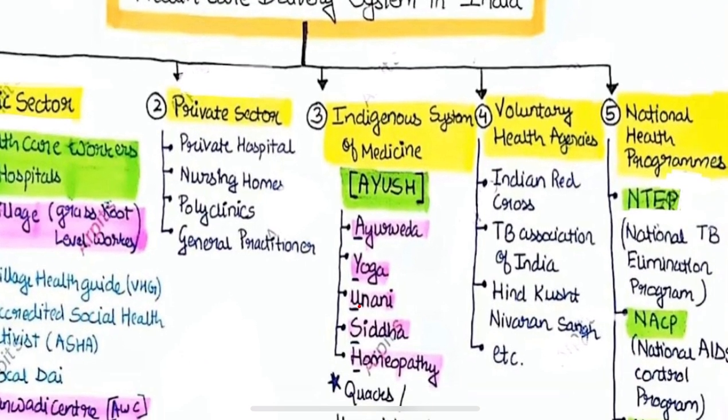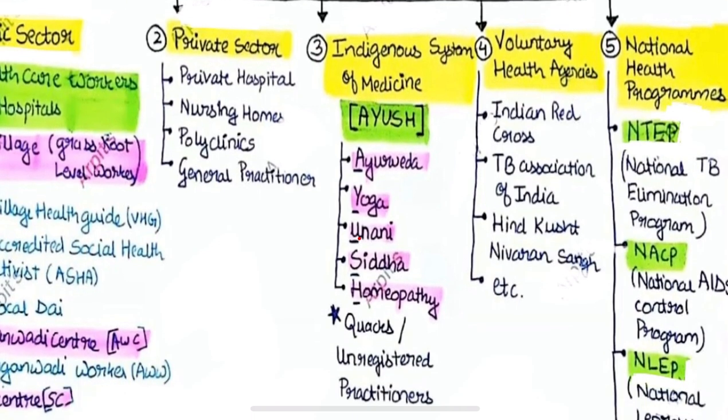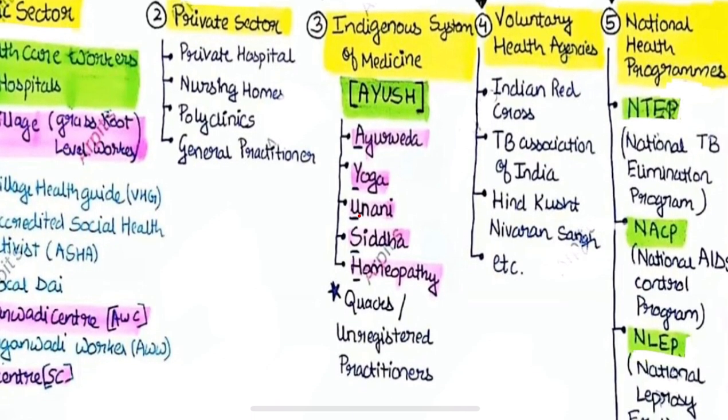Indigenous system, we have listed out multiple times. We have Ayurveda, Yoga, Unani, Siddha and Homeopathy, which is nothing but Ayush. And the quacks, unregistered practitioners, accepted or not, these people also provide health care to a large number of the population in the rural areas. They usually visit these quacks and unregistered practitioners, who claim to give health services to the community.